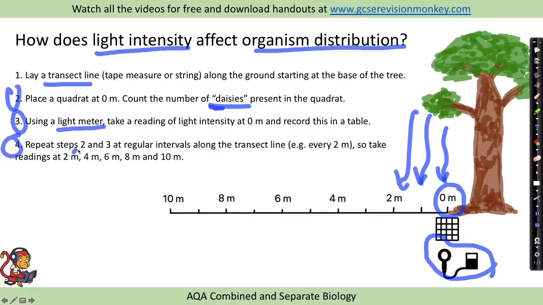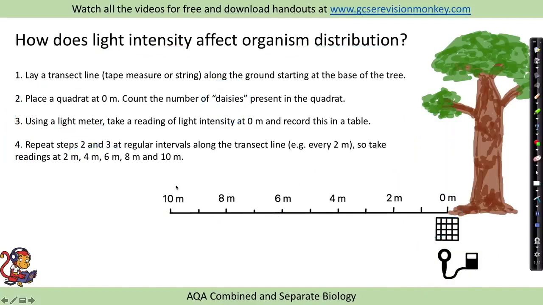We then repeat steps 2 and 3 at regular intervals along the transect line, for example every 2 metres. So we place our quadrat and our light meter here, here, here, here, here, each time counting the number of organisms, for example daisies or whatever we were looking at, and calculating the light intensity.